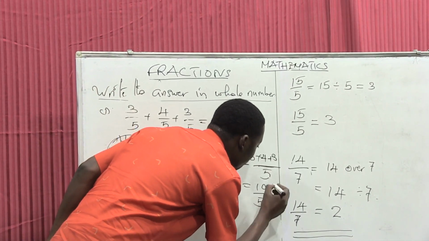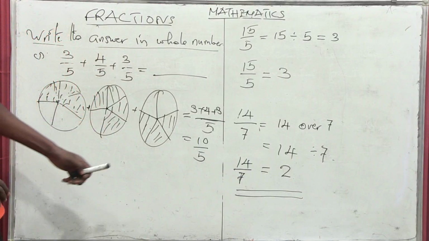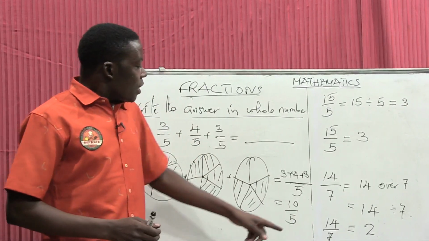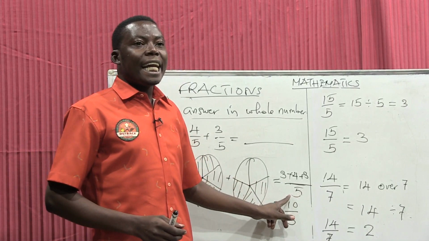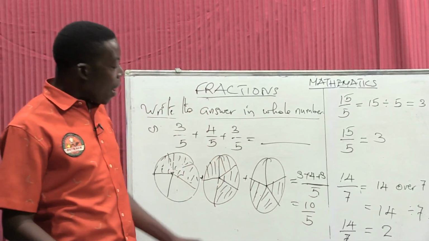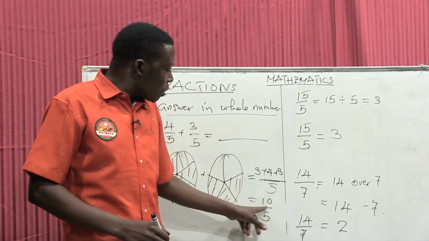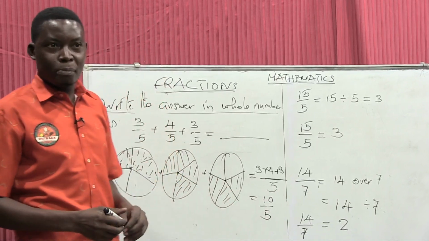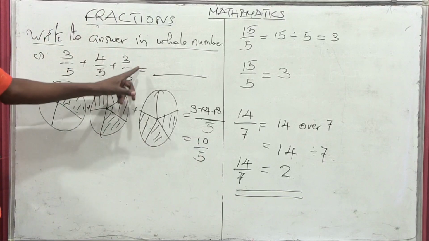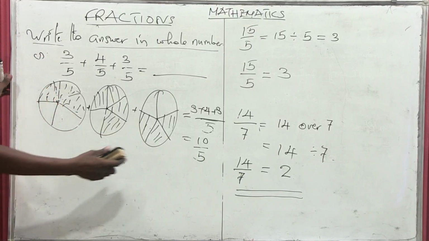10 out of 5. If you are to explain your answer, you could say you have selected 10 from 5. How come we take 10 things from 5? You are taking a lot of things from few. It is not possible. So change this improper fraction, which is the answer of this one here, into a whole number.